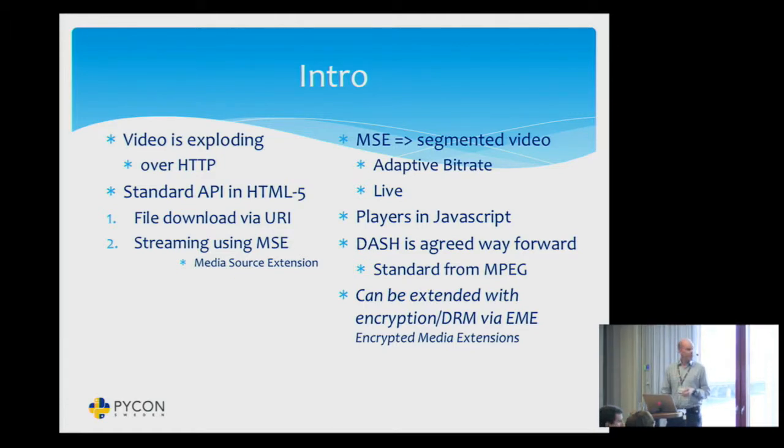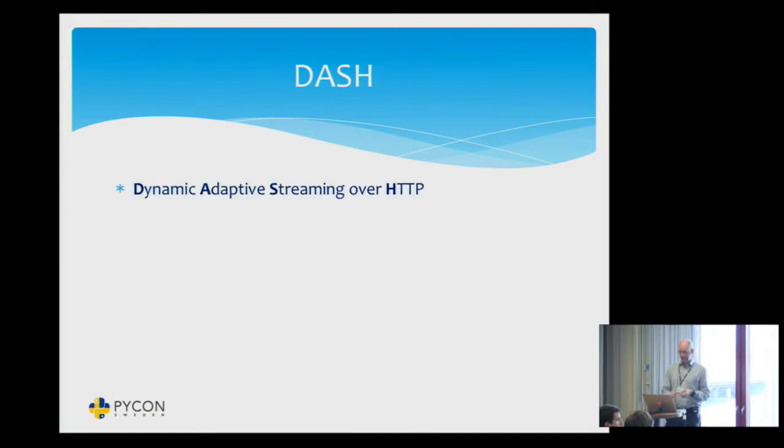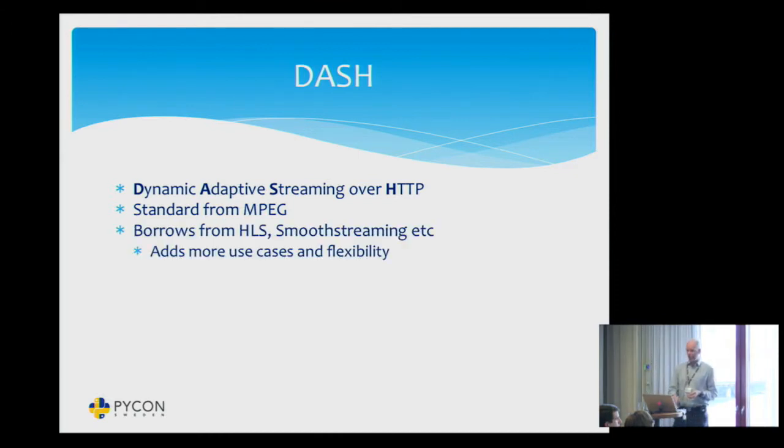So now I'm coming to Dash, and that stands for Dynamic Adaptive Streaming over HTTP. It's a standard from MPEG, although it started in 3GPP. And it borrows from other HTTP streaming schemes like HLS, which Apple invented, Smooth Streaming from Microsoft, and so on. So it has taken some parts from one and some parts from another. It has added more use cases and flexibility. And it's starting now to get widely used.